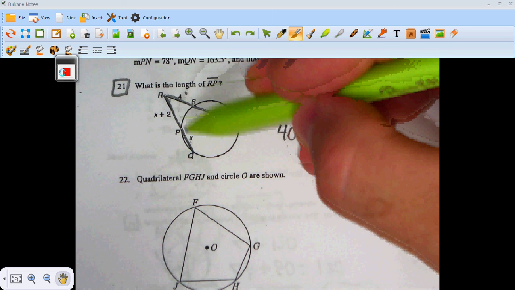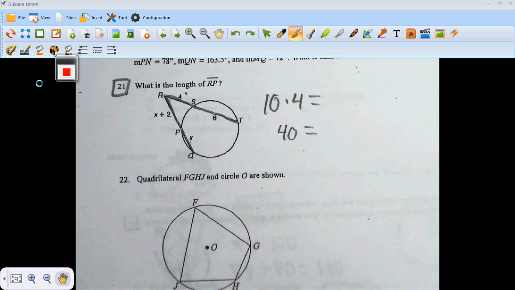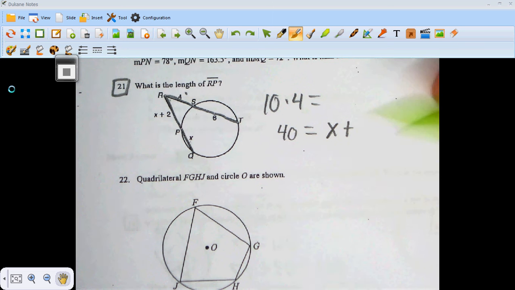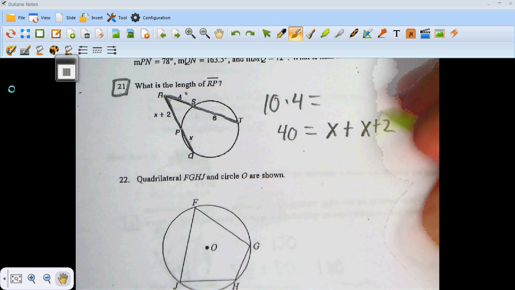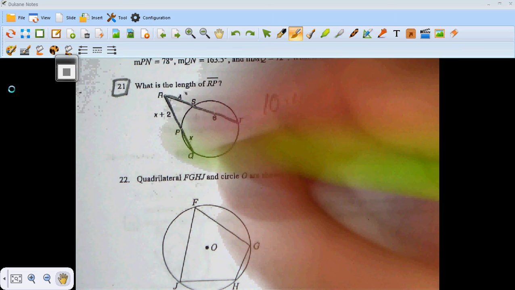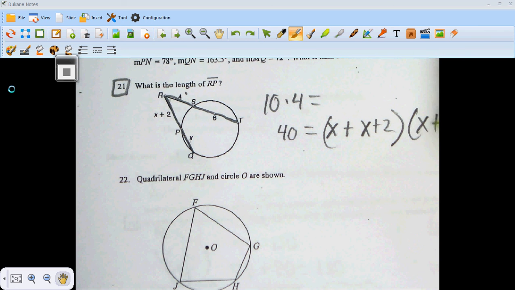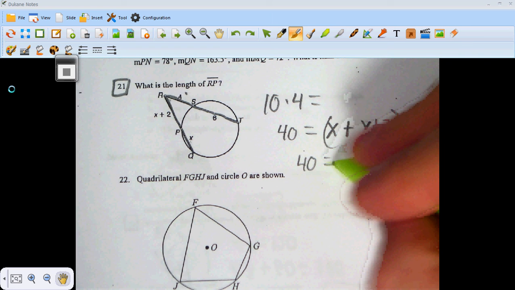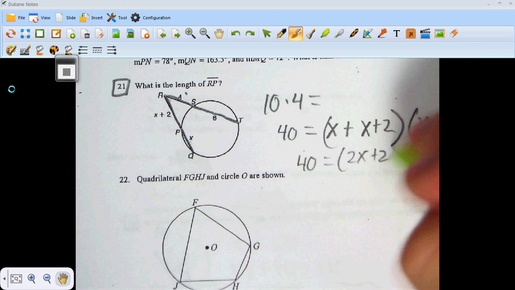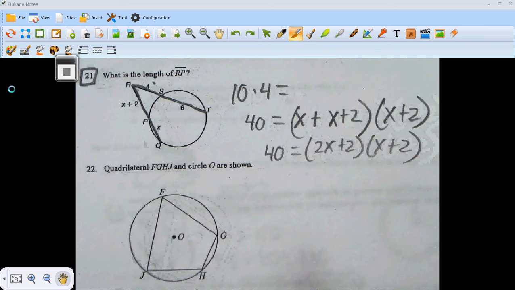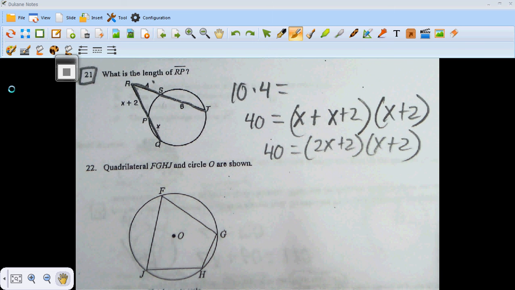Now, I have to add up all of this side. So this is x. Don't worry, it'll come back. There we go. So this is x plus x plus 2, adding up all of this side, times the outside arm, x plus 2. So now I have 40 is equal to 2x plus 2 times x plus 2. And you get to solve the rest because, again, this is your extra credit for tomorrow.